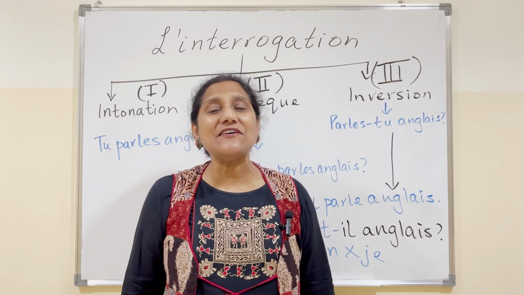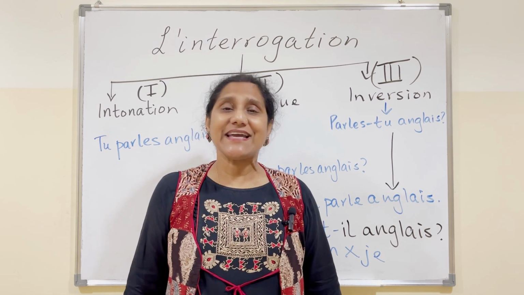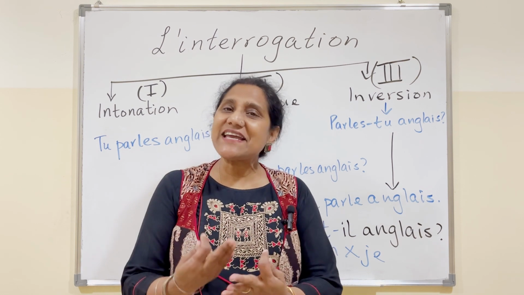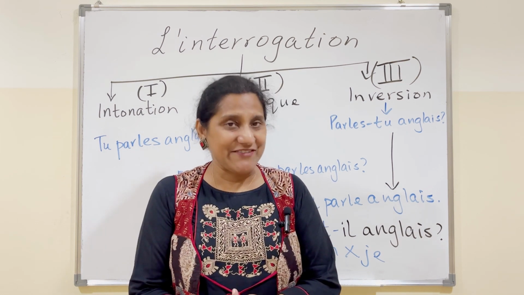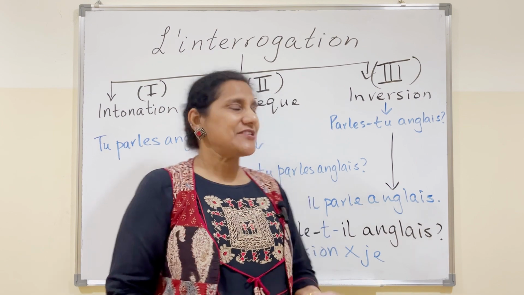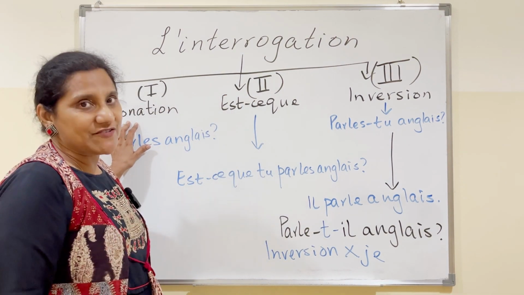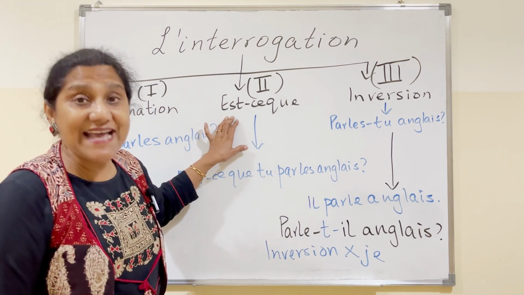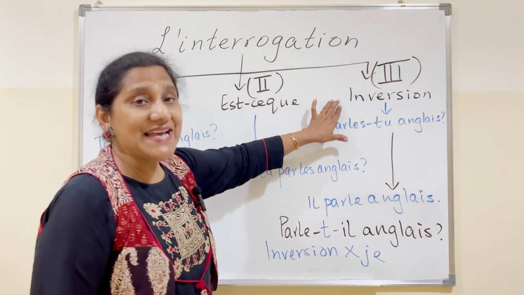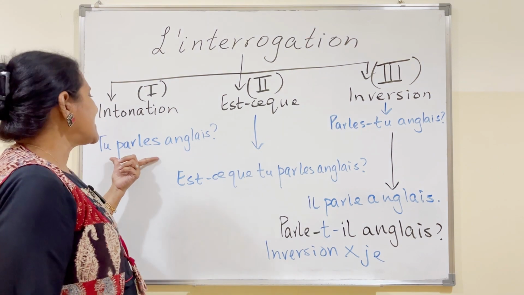Today we are going to learn l'interrogation in French. There are three forms of l'interrogation in French, that is asking a question. It could be intonation, when we raise our voice at the end of the sentence. It could be using est-ce que, or it could be inversion. Now, let's take an example.